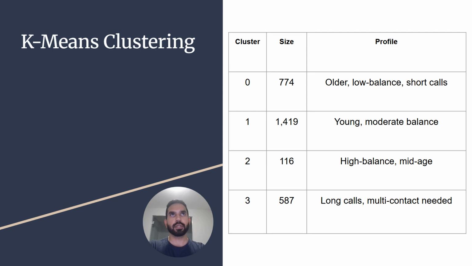And over here we can see the first cluster has 774. They're older, low balance, short calls. Second class is the biggest with 1400 plus. They're young, moderate balance. Third class is the lowest, 116 customers only, with a high balance and mid-age. And the last class is at 587 customers with long calls and multi-contact needed. So they require more than one contact, but they stay on call longer and tend to convert more as well.